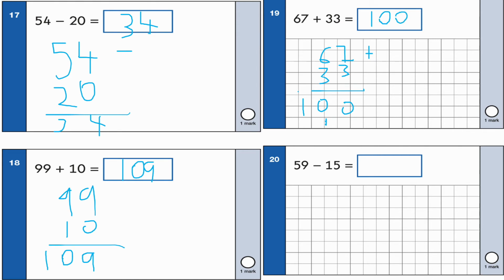Okay. This is question number 20. 59 subtract 15. Well, again, if I write it in column subtraction, okay, 9 take away 5 is 4. 5 take away 1 is 4. So the answer is just 44. Okay?